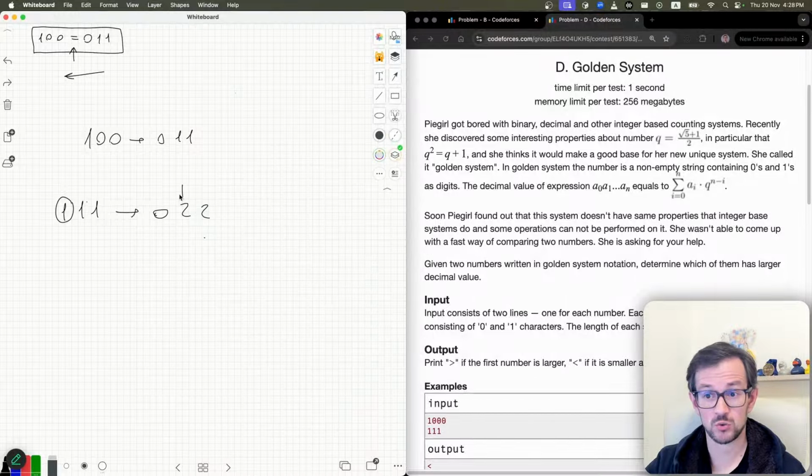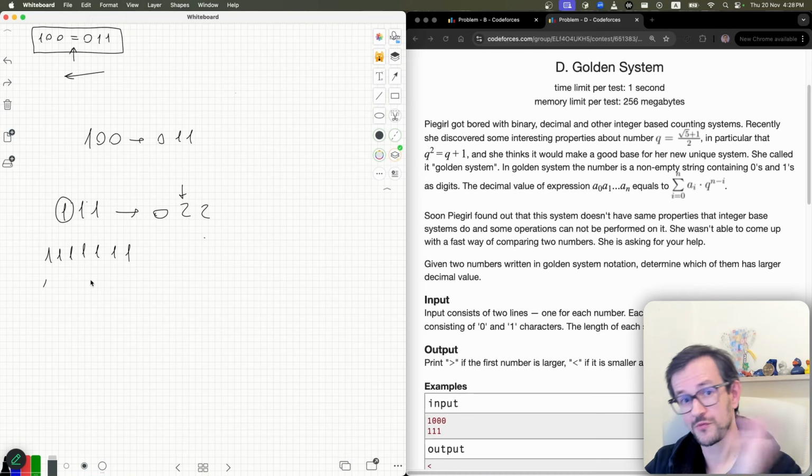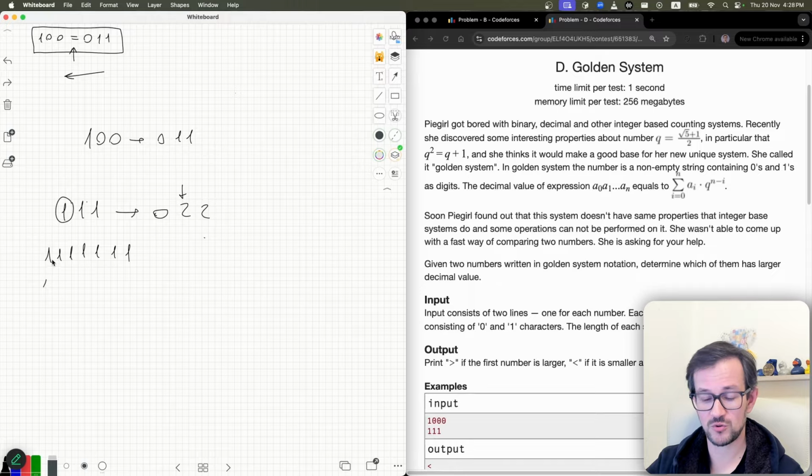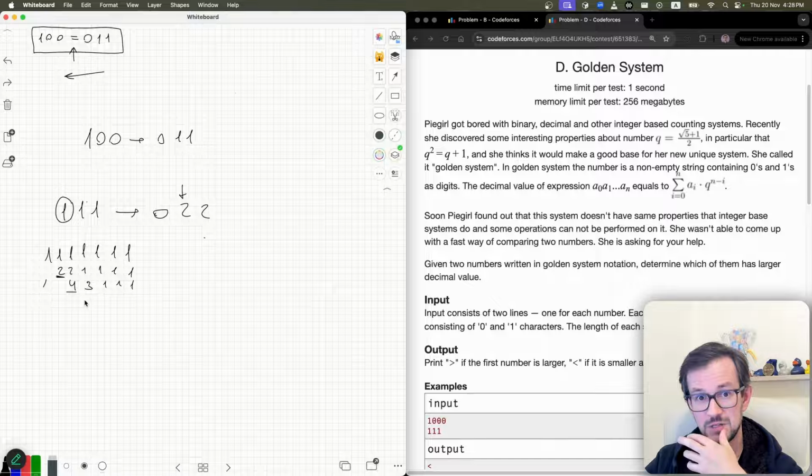And now I have digit 2. Before I had only zeros and ones, now I have also twos. And if you continue doing this, if you have a lot of ones and you try to move them left to right, then you remove this one, you have 2, 2, 1, 1, 1, 1. Then you move this 2, you again have plus 2, so you have 4 and 3, 1, 1, 1. Then you move this 4. Again, every time you double the number. You see? So the number grows exponentially.